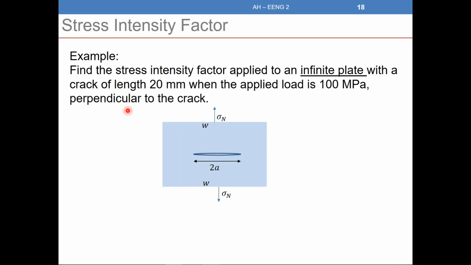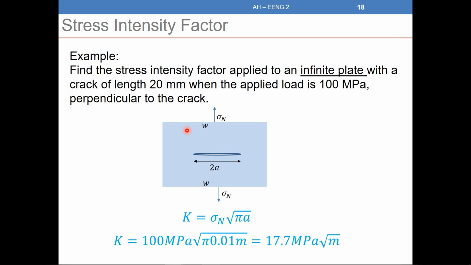So here's an example. Find the stress intensity factor applied to an infinite plate with a crack of length 20 millimeters when the applied load is 100 megapascal perpendicular to the crack. Because the stress here is perpendicular, so normal, we call it big N. So sigma N here is 100 megapascal. This is the applied stress. The length of the crack, 2a, is 20 millimeters. I need to find the stress intensity factor.